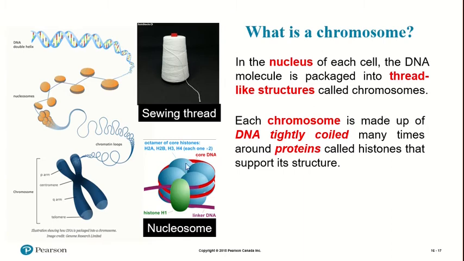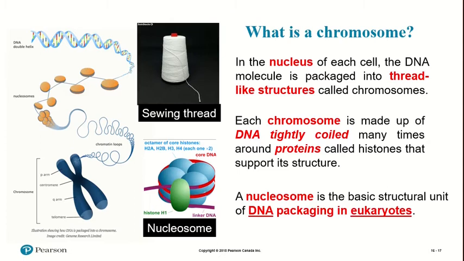Each of these blue structures is called a histone, and a nucleosome is the basic structural unit of DNA packaging in eukaryotes. Nucleosome core particles consist of 146 base pairs of DNA, and inside these structures, as I said before, there are different types of histones. You have histone H2A, H2B, and here this one is called H21.